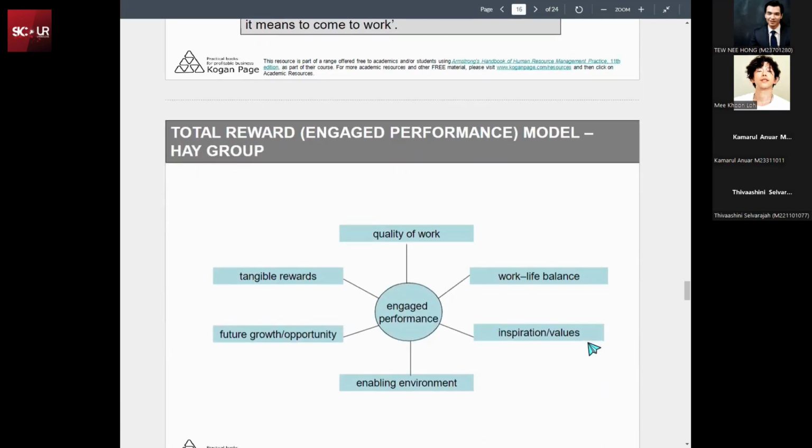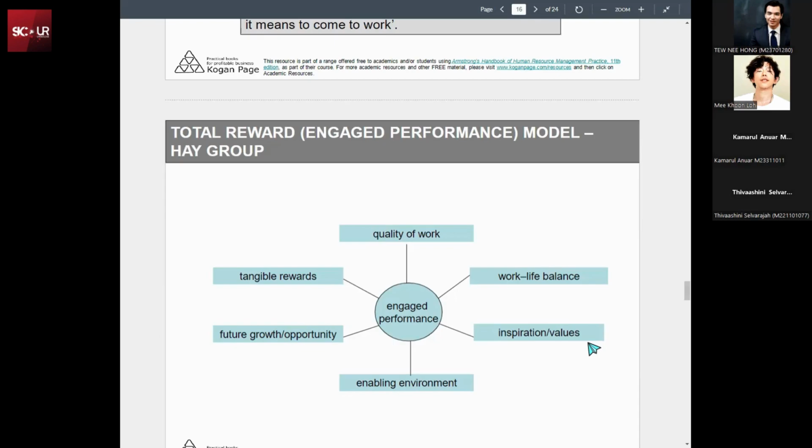On total reward, we have certain models. If you do your thesis on the performance also on reward strategy, you can use these models. Okay, we have on total reward how to develop based on the first structure, the first diagram that I gave to you. We can use the model here.